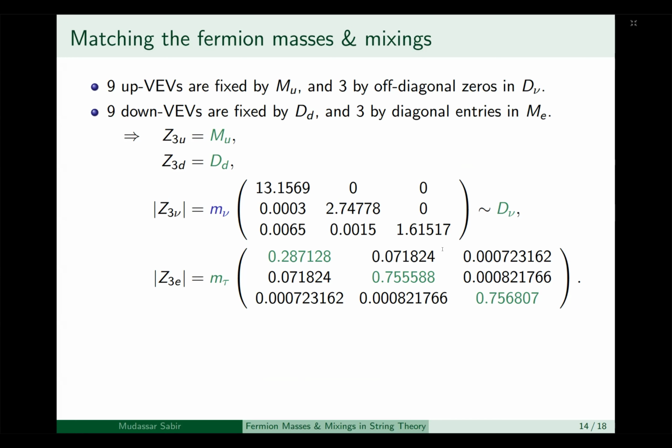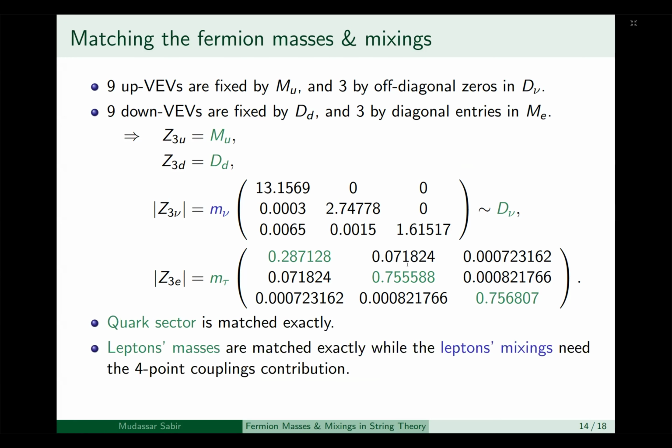In the paper, I have shown how to just add the 4-point contribution, and then I can fix everything. But if I only consider 3-point couplings, I cannot explain these off diagonal terms in the charged lepton matrix. So the quark sector is exactly matched. Lepton masses are matched precisely, while lepton mixings require 4-point coupling contributions. Only model 22 and its dual have the calculable 4-point couplings.